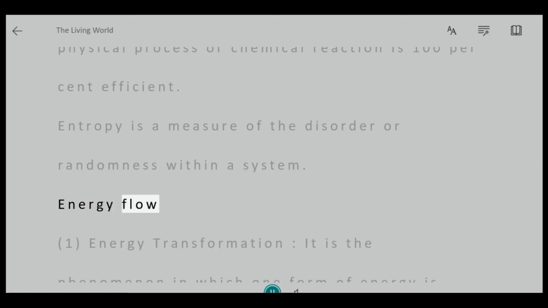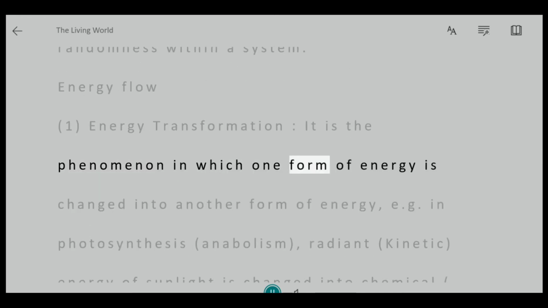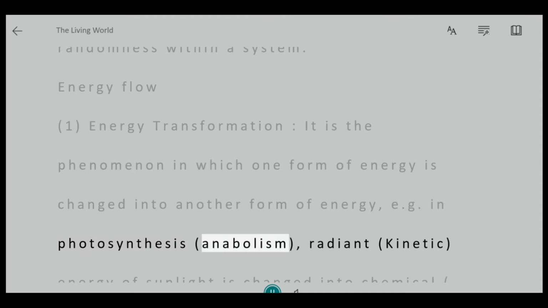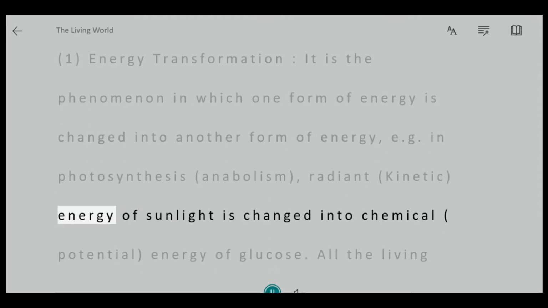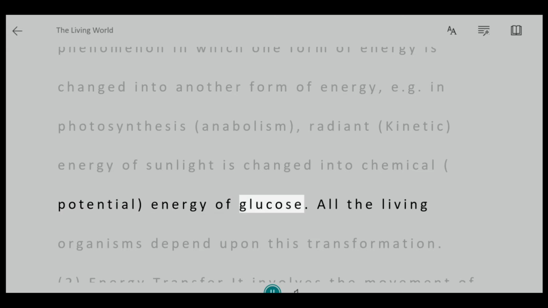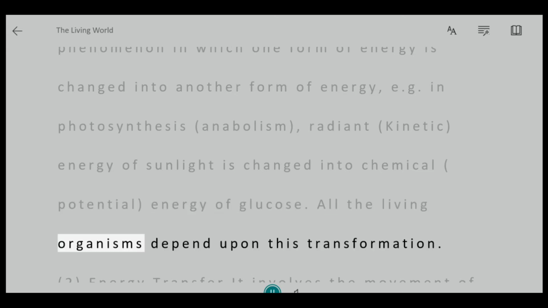Energy flow. 1. Energy transformation. It is the phenomenon in which one form of energy is changed into another form of energy, e.g. in photosynthesis, anabolism, radiant, kinetic energy of sunlight is changed into chemical, potential energy of glucose. All the living organisms depend upon this transformation.